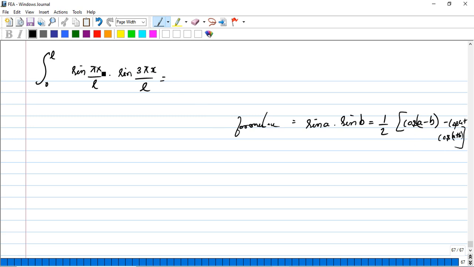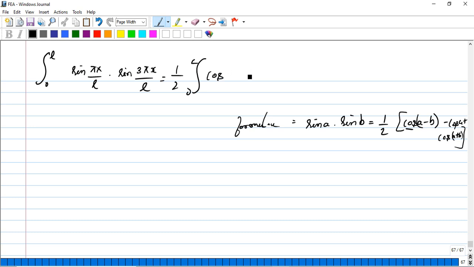Whether you consider this as A or this as B, it will give the same result. If it is cos of minus theta, it will be cos theta only. We get the positive value only. So let me substitute. The integration of, let me write half outside, 0 to L. So cos A minus B, if you consider this as A and this as B, that will be minus 2. So we get the same positive value. I won't consider the sign.